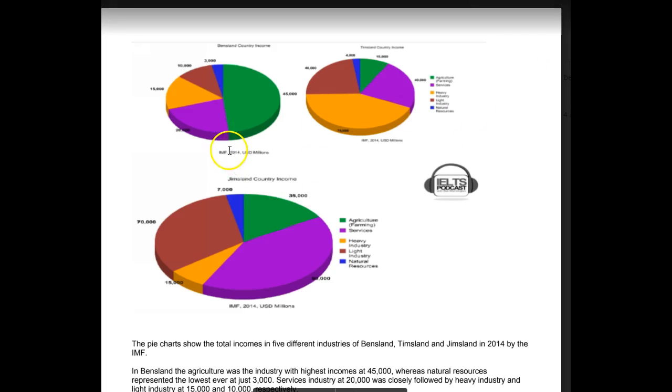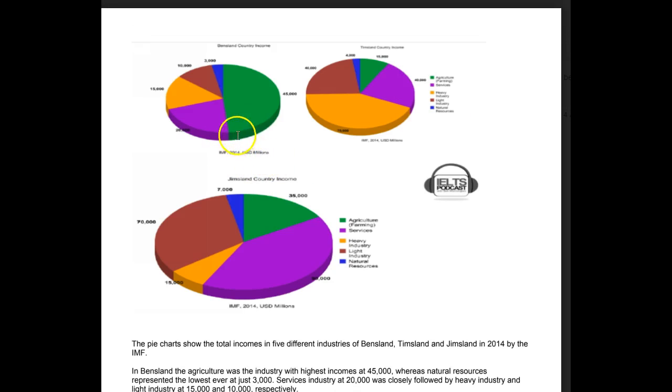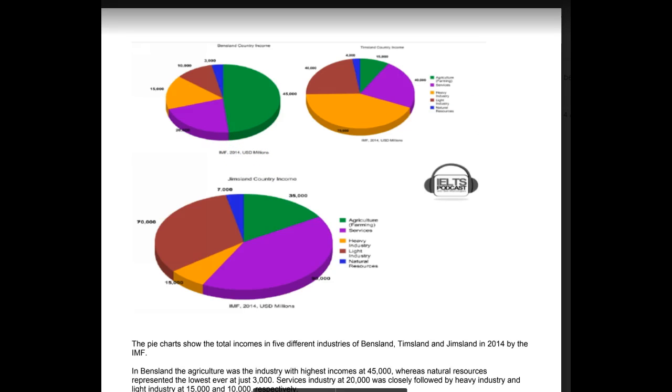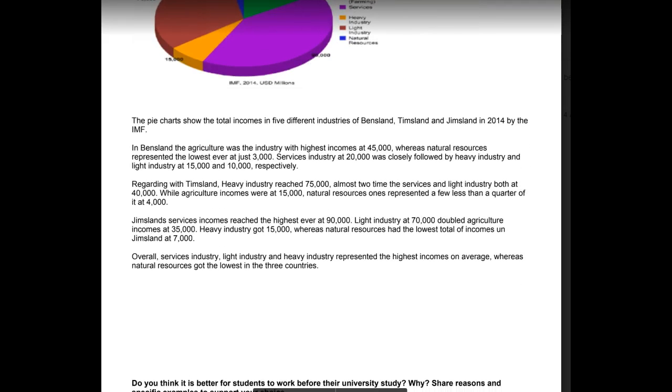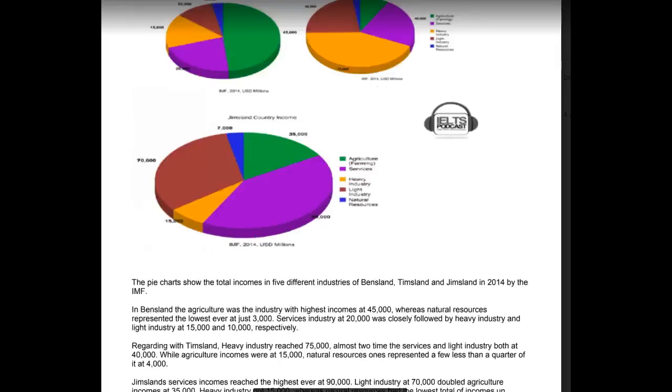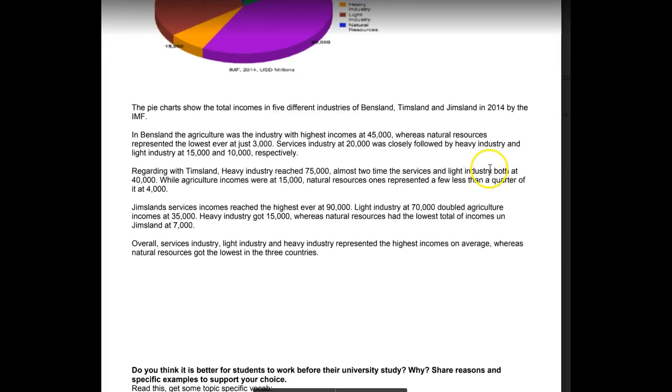So, you referred to the IMF, but you didn't say that these figures were actually referring to US dollars in millions. All right? Keep that in mind. So, regarding Tim's Land, get rid of with. Heavy industry reached 75,000, almost 2 times the services and light industry, comma, both at 40,000. So, do you mean 40,000 each? Yeah, you do. Okay. So, both at 40,000. Well, all right.